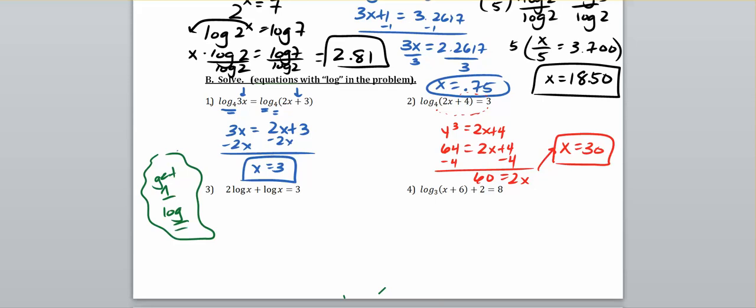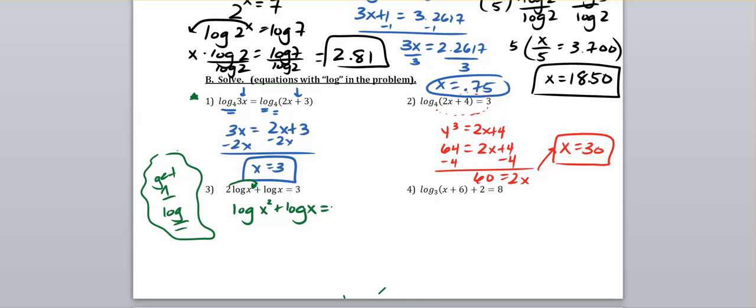Now, number 1 was not needed because that's a special case, right? But for most of the problems, in order for me to solve, I'm going to have to condense, that's why we did condensing, to get one log, because I cannot make a circle the way number 3 is right now. Number 3 actually has 2 properties I'm going to use. One of the properties is if I have an exponent out front, I'm going to bring it up top. So when I condense, I bring that up top. So that's really log of x squared.